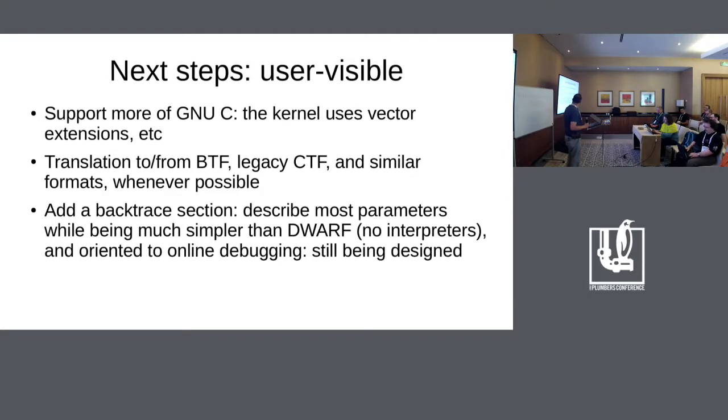I'd like to support all of GNU C, or at least more of GNU C. The kernel uses vector extensions, which is something I only discovered recently, and there's no support for that in CTF yet. I can't remember where, it's somewhere in the RAID code. It uses vector types in the global and the static file scope. I want to be able to translate in all directions. We want an unwind section, but it's not really designed.